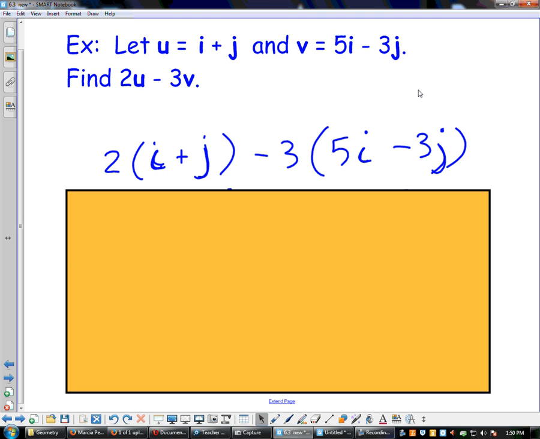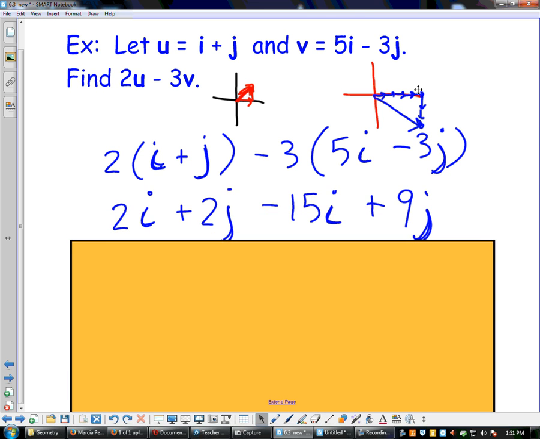By the way, I hope you're picturing what u would look like. I shouldn't say unit vector. It's really just the vector that goes 1 unit to the right and 1 unit up. So it's really this vector right here. Does that make sense? And vector v would be the vector that is 5 of these little guys to the right, 1, 2, 3, 4, 5, and then 3 down, 1, 2, 3. You with me? So this vector is vector v. Make sense? Okay, so we're now taking 2 of these vectors and subtracting off 3 of these vectors.